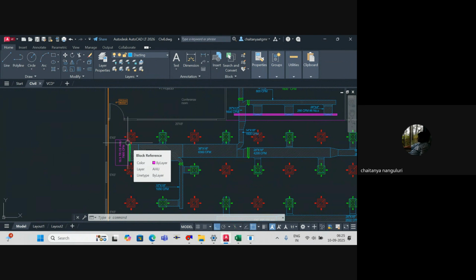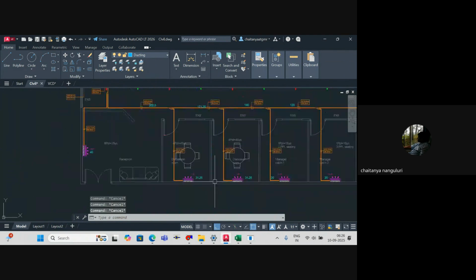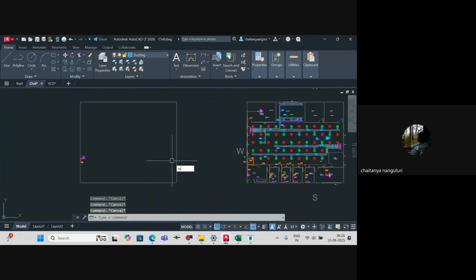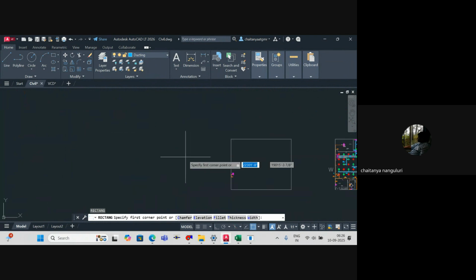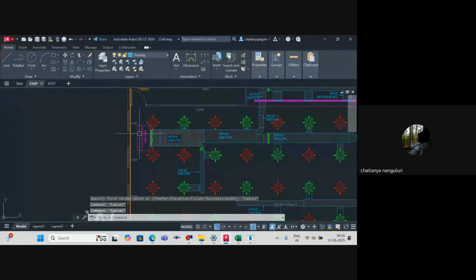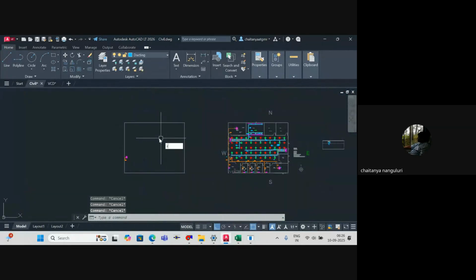Did I explain to you guys about the U-trap, by the way, or not? I don't remember. No? Okay. So for all the equipment, it's mandatory for us to provide something called a U-trap in the drain portion. So what is that U-trap? For example, I'll just show you an example. Let's say I've got an equipment.